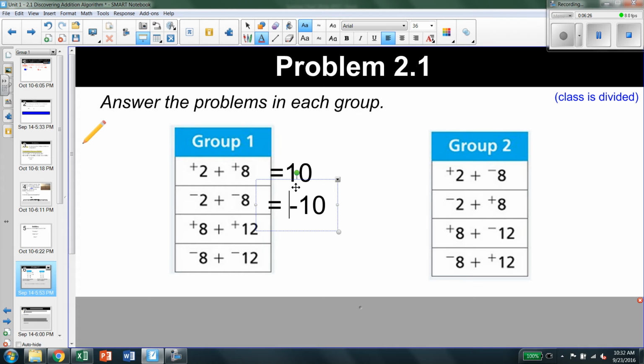Likewise, you could have used integer chips, 2 red chips, 8 red chips, together makes 10 red chips. Okay, same deal here. 8 and 12, you guys all know, is 20.